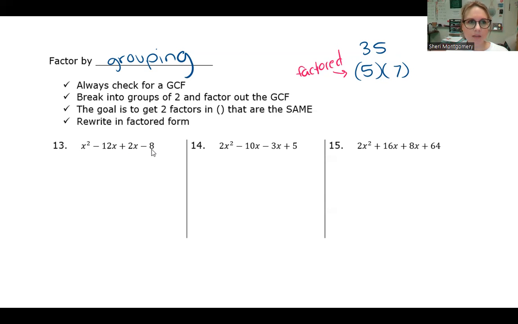Is there something that goes into everything? Does 2 go into 1? No, there's not a greatest common factor. Okay, well then we're going to move on.